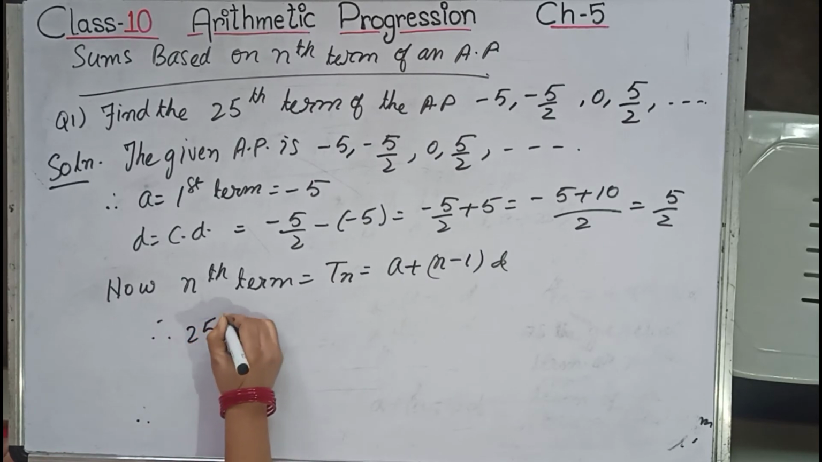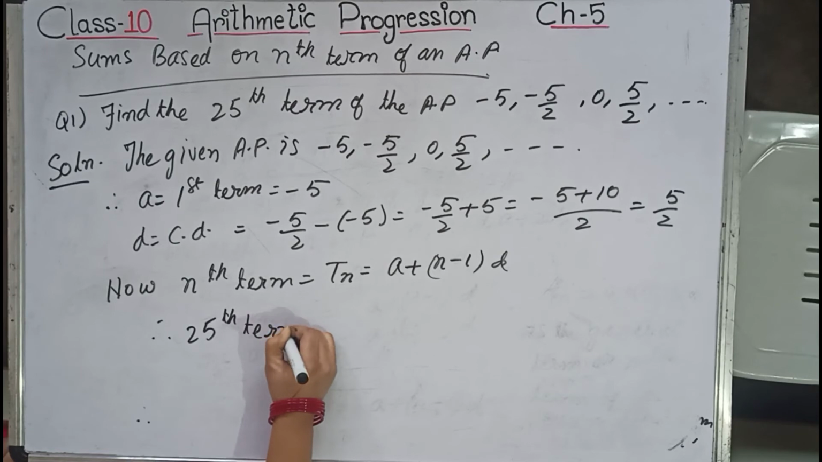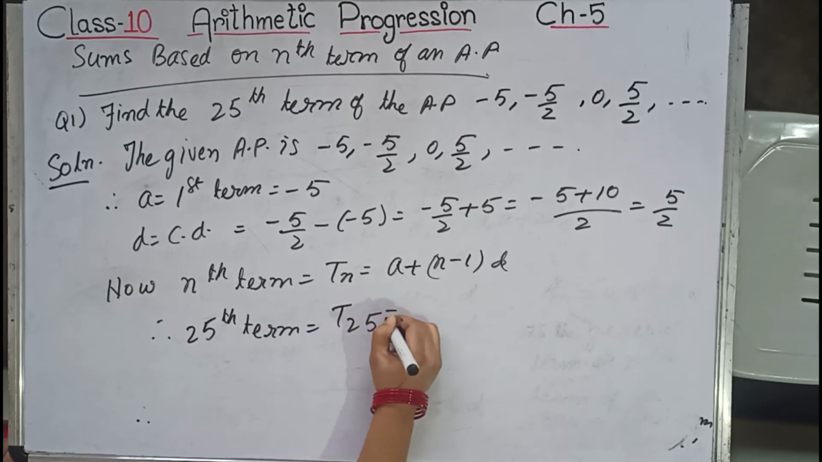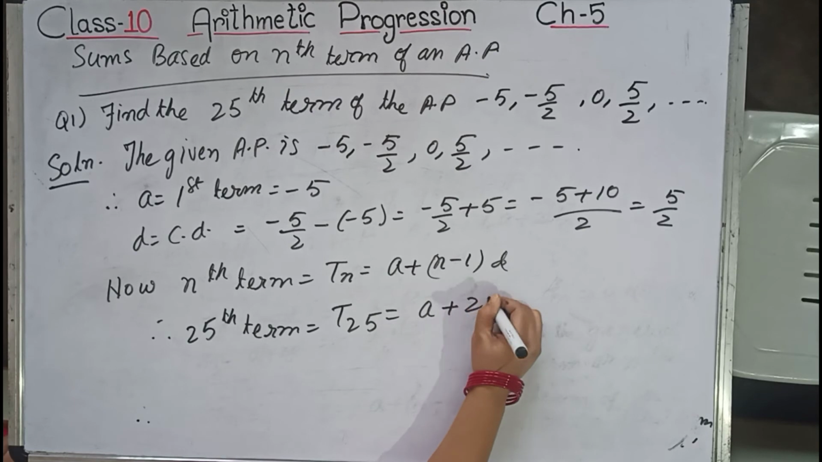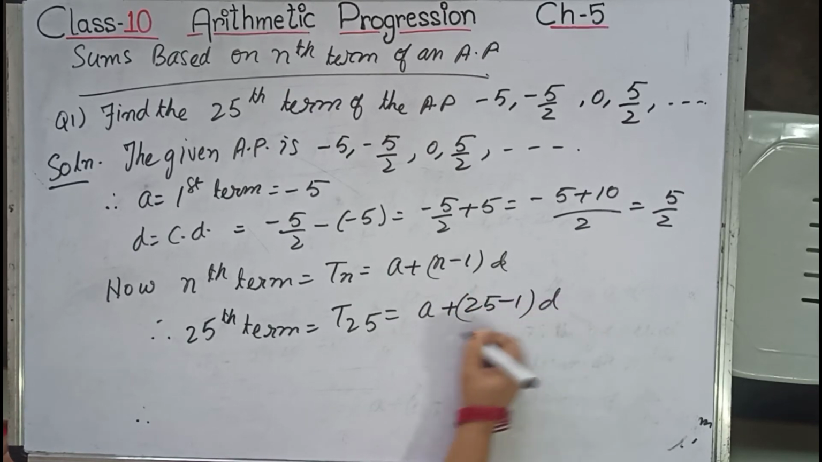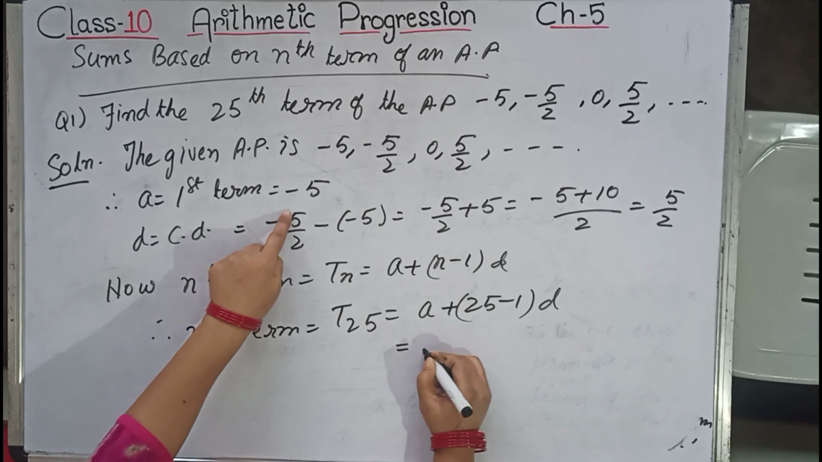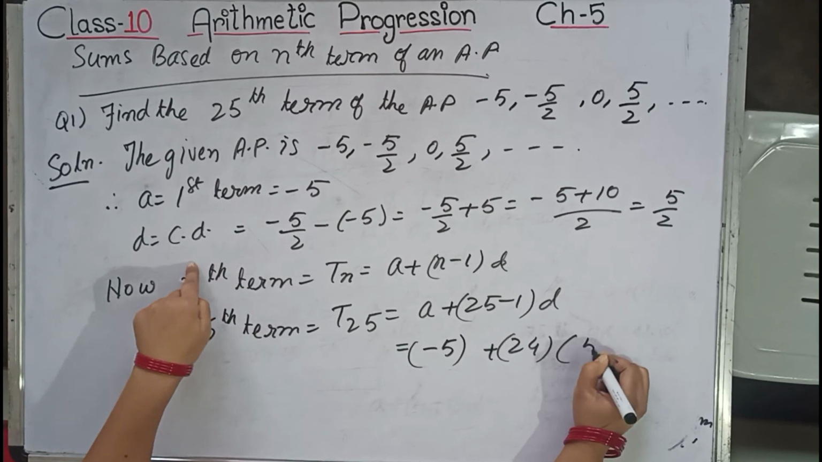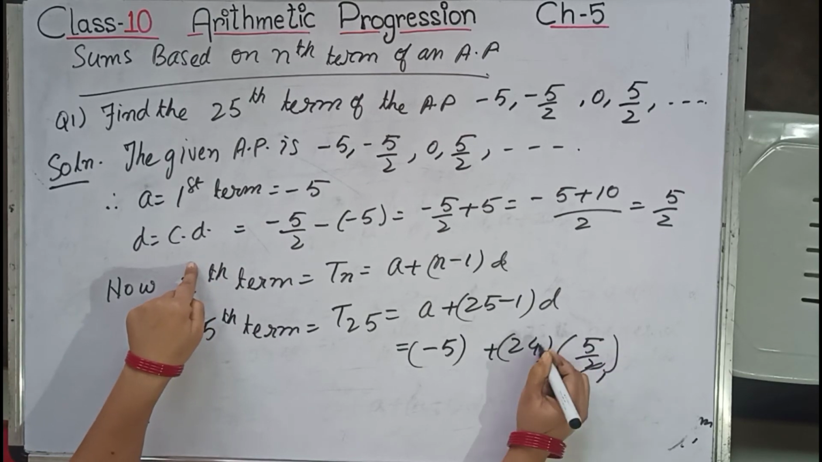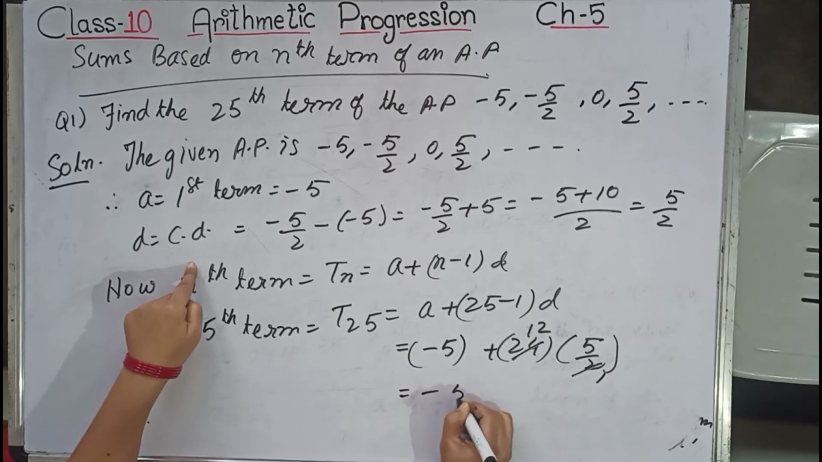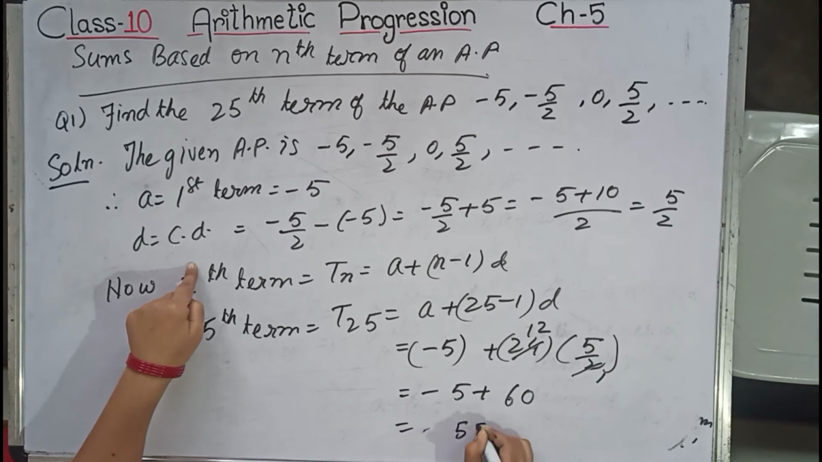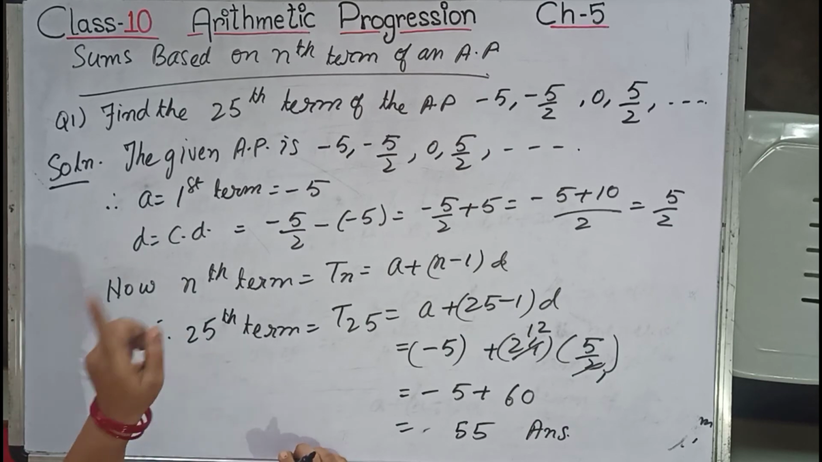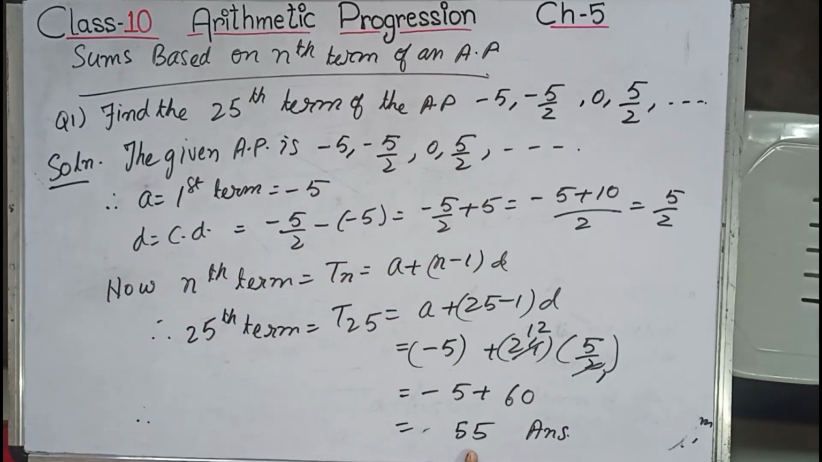Therefore, 25th term T25 equals A plus 25 minus 1 into D. Let us put the values: minus 5 plus 24 into 5 by 2. Now 2 ones are 2 and 12s are 12, so this will be minus 5 plus 60 equals 55. And this will be the answer. So the 25th term of this given AP is 55.